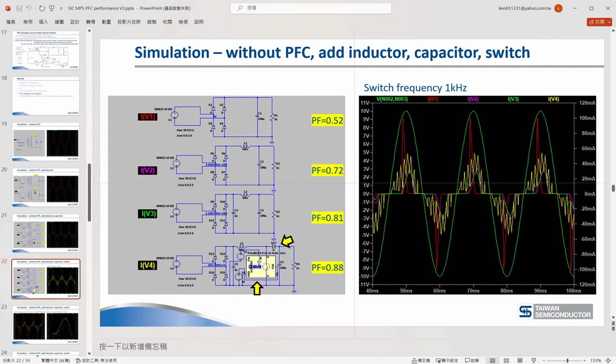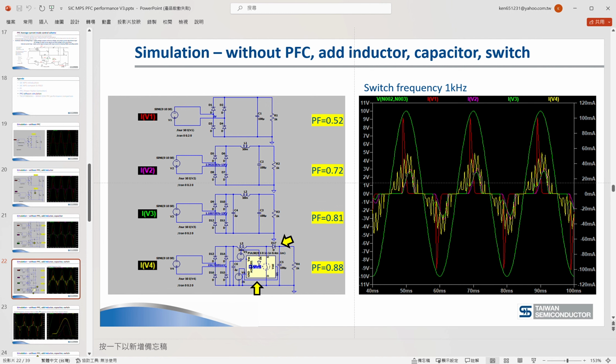Based on the circuit, I add in a switch, make the switching frequency 1 kHz, and put another diode here to make this circuit like a boost topology. So when we input the voltage waveform like this green line, we get the input current waveform like this yellow line. Compared with the previous current waveform, the pulse width is broader and the shape is like a sinusoidal waveform. So it improves the power factor from 0.81 to 0.88.